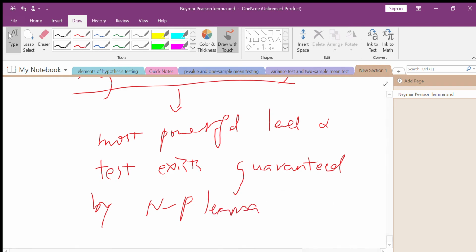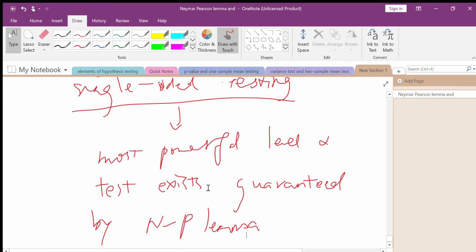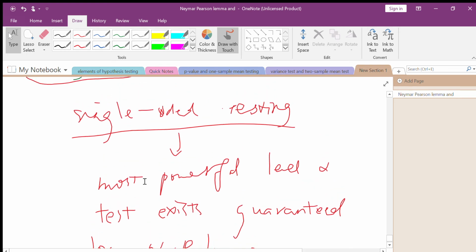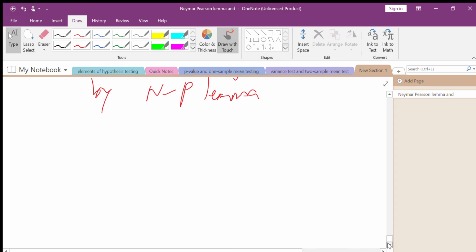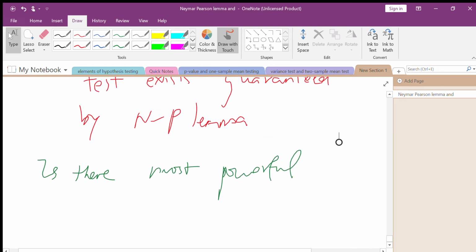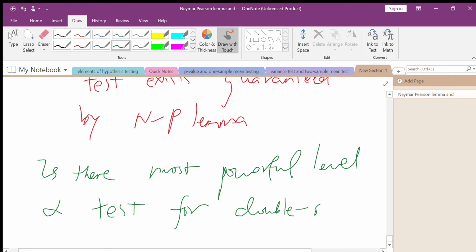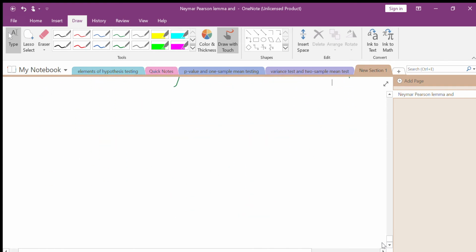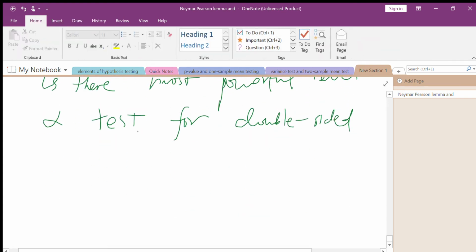You may wonder, is there any most powerful level alpha test for double-sided testing? Next natural question, is there a most powerful level alpha test for double-sided testing?